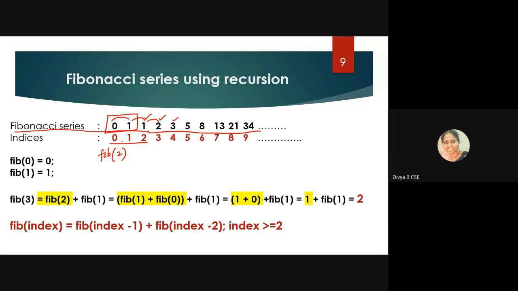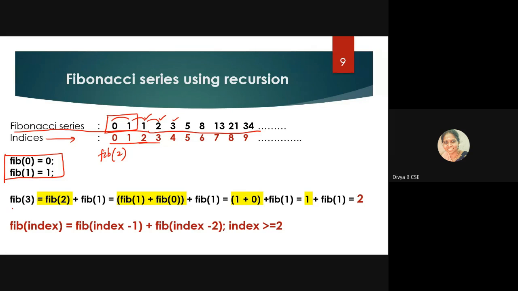It should give me 0, 1, 2, 3, right? So that is why the index is given here. Now we have two special cases: Fibonacci of 0 is equal to 0 and Fibonacci of 1 is equal to 1. These two should be taken as special cases. The rest is computed from the previous two.